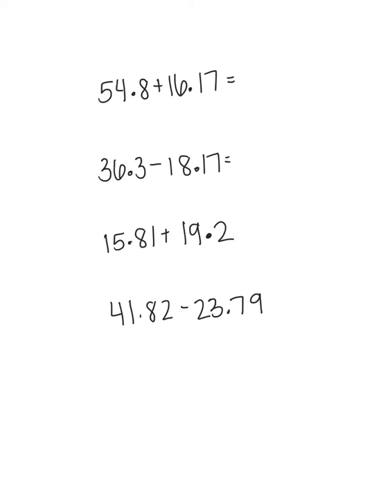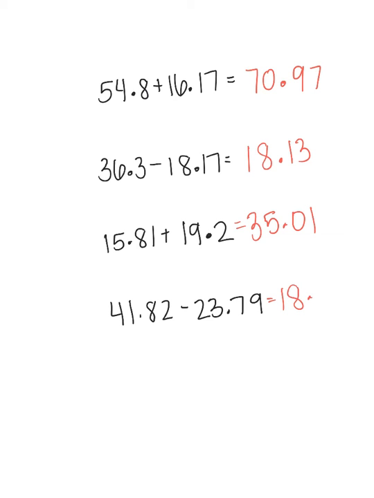All right, Blue Math. Number 1 should be 70 and 97 hundredths. Number 2 should be 18 and 13 hundredths. Number 3 should be 35 and 100th. And number 4 should be 18 and 300th.